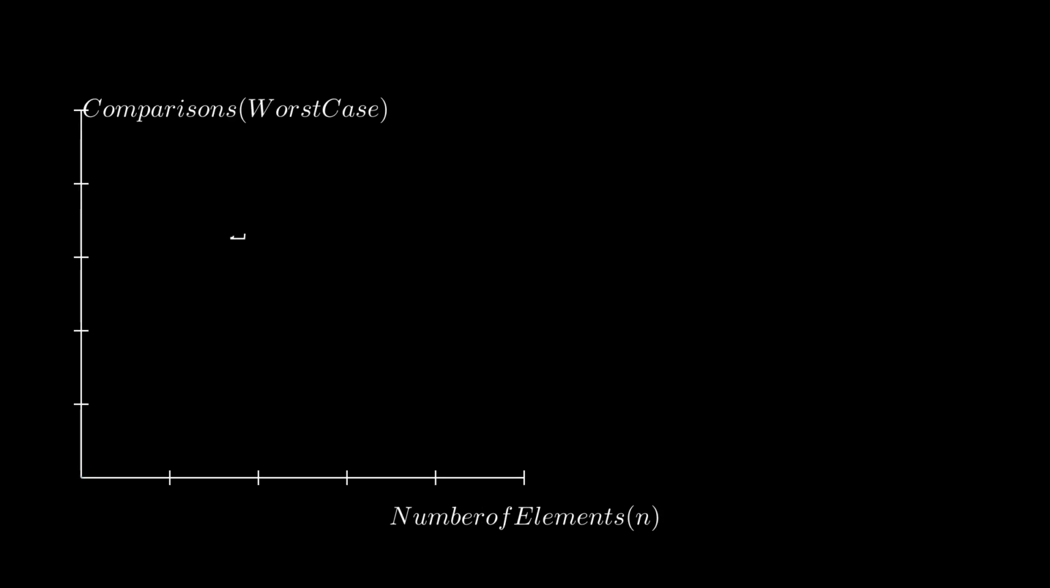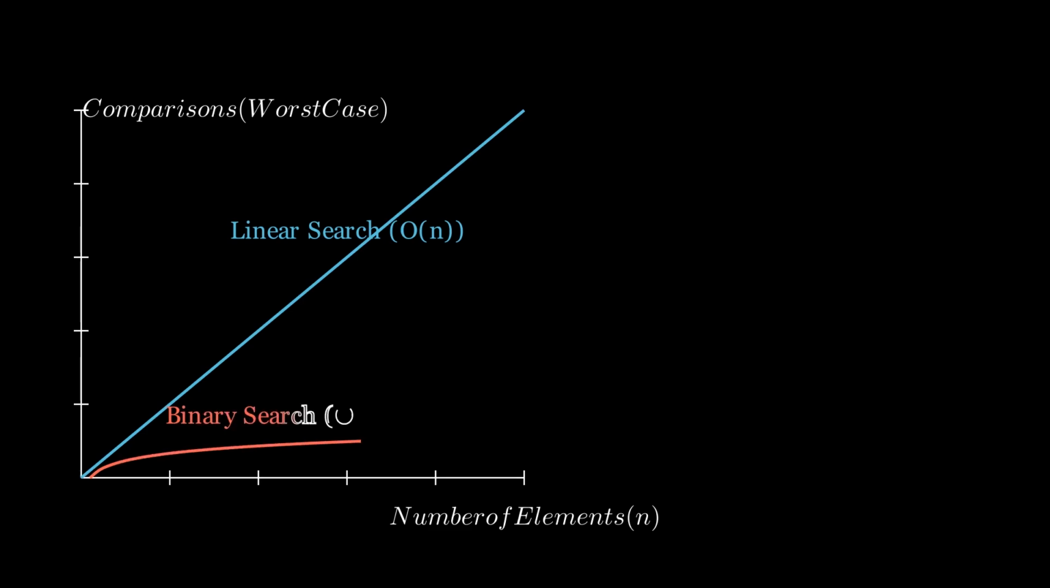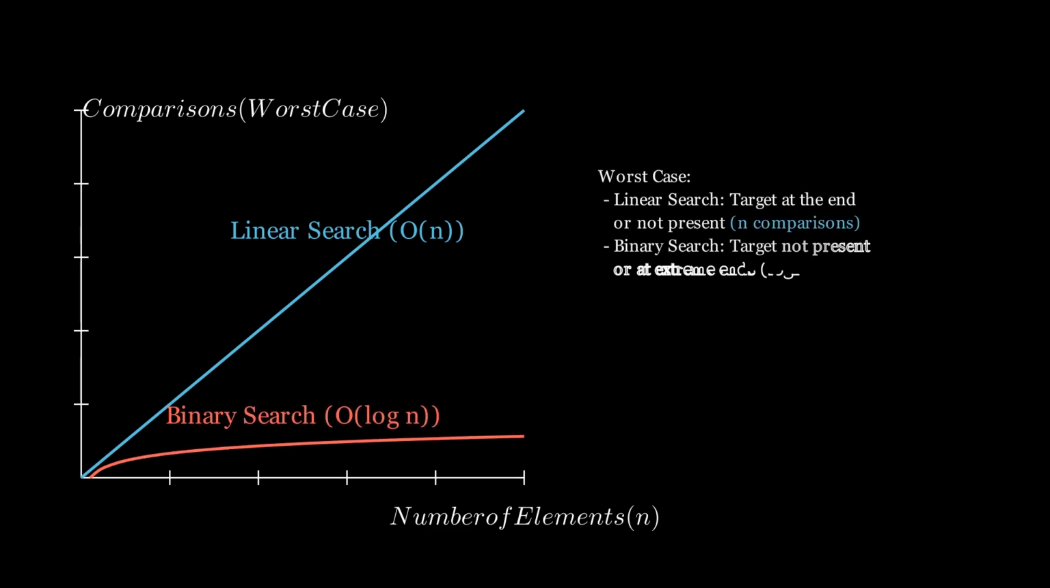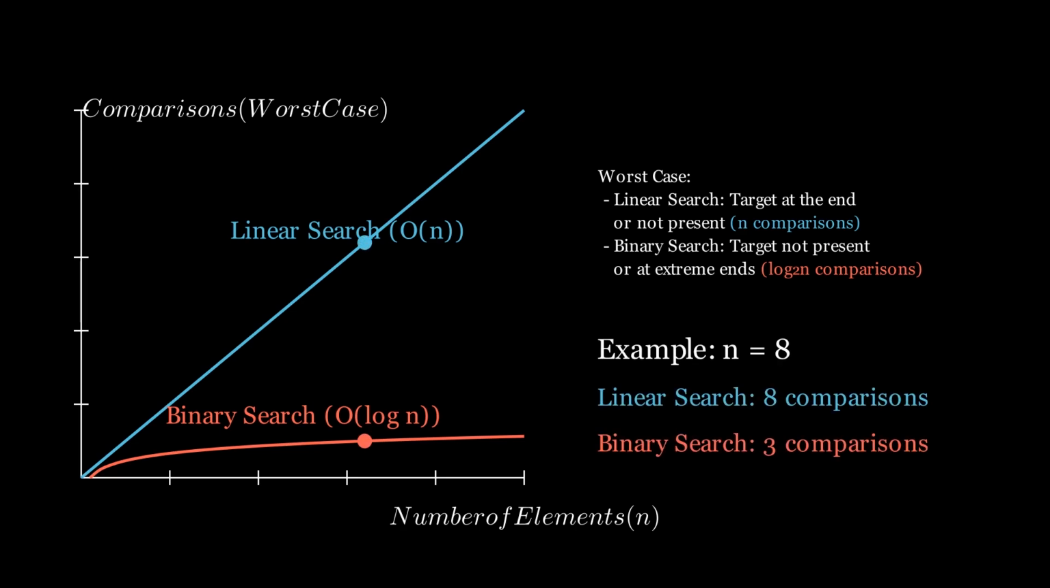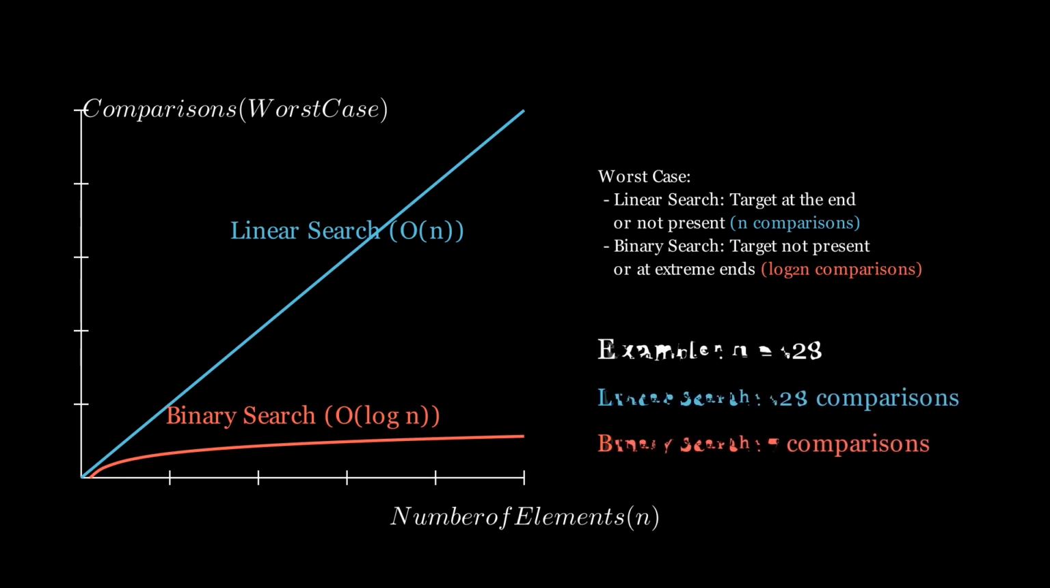Comparing linear search and binary search, in the worst case, linear search has a complexity of O of n, while binary search has a complexity of O of log of n. This means that in the worst case, it takes n comparisons for linear search to find a target, while it takes only log n to the base 2 for binary search. You can see in these examples the difference in efficiency between the two algorithms.